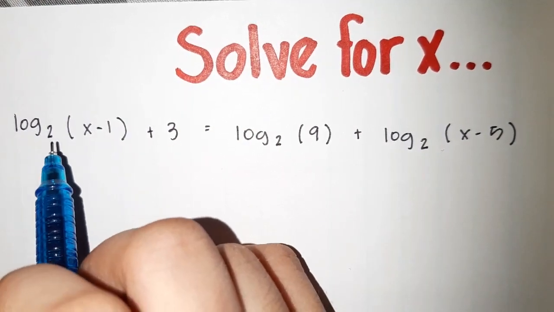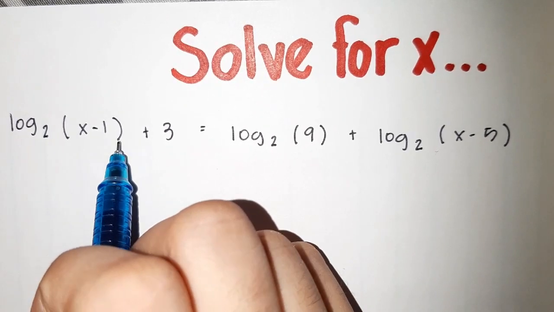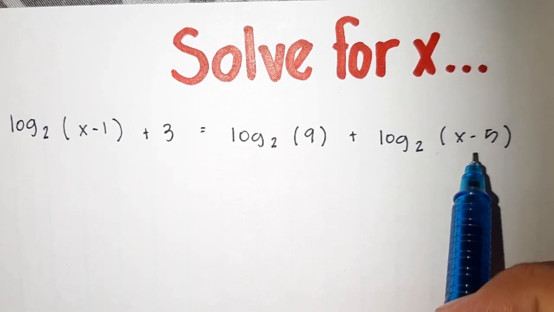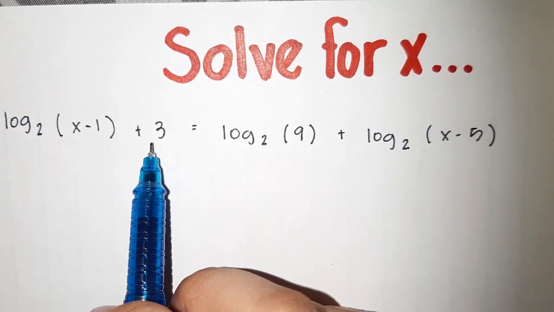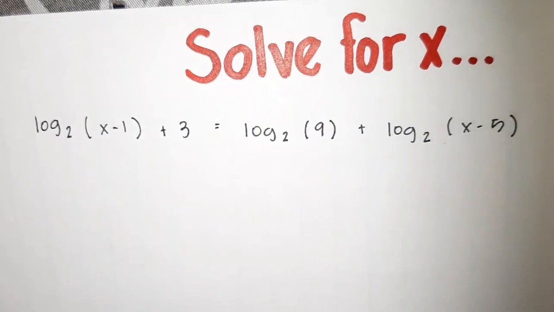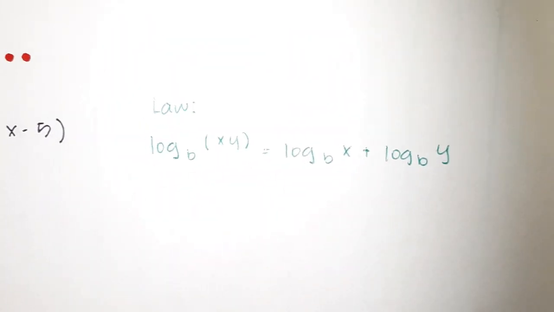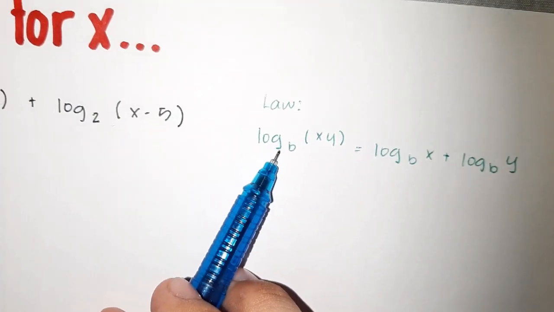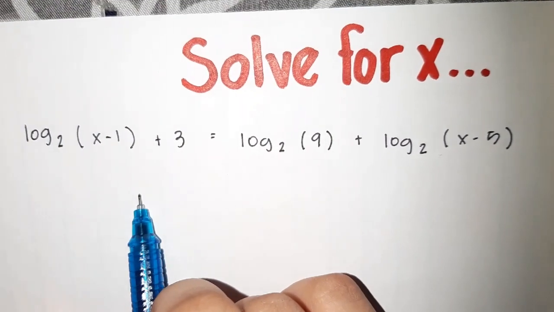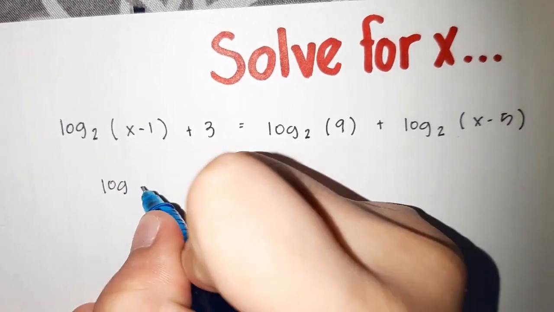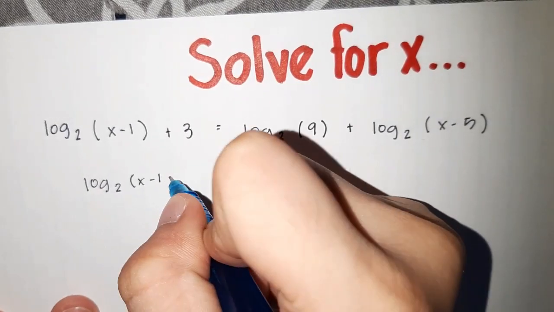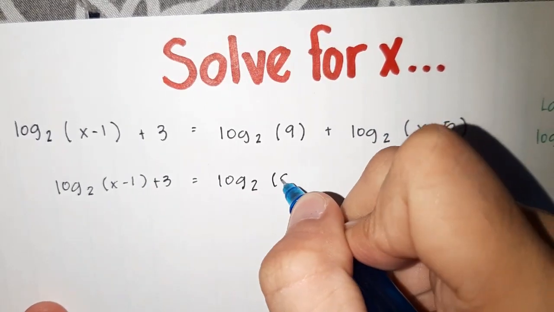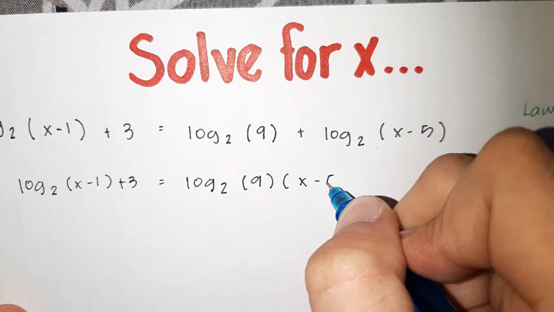For this second example, we have log base 2 of x minus 1 plus 3 equals log base 2 of 9 plus log base 2 of x minus 5. In this example, our 3 doesn't have log base 2, so we can't use this law. While on this side, both have log base 2, so we can use this law. If we rewrite the example using the law, it's going to be log base 2 of x minus 1 plus 3 equals log base 2 of 9 times x minus 5.